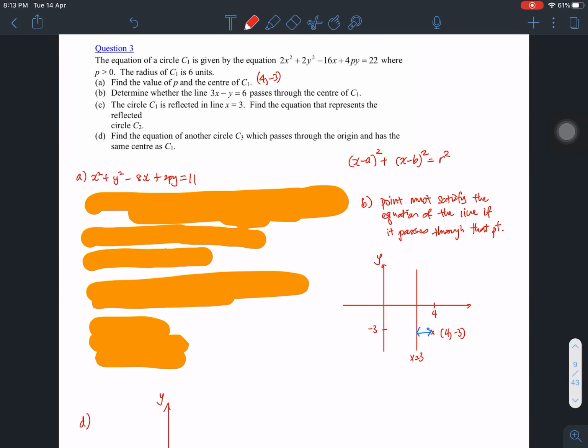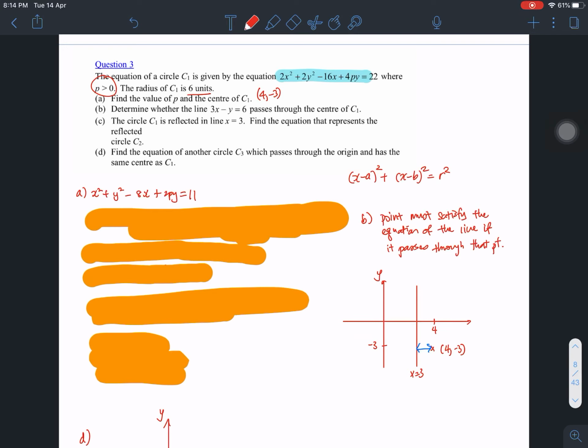Question 3. The equation of C1 is given by 2x squared plus 2y squared minus 16x plus 4py equals 22. What they are telling us also is that p is positive, and the radius of this circle C1 is 6 units. So what we are going to do is to determine the value of p and of course its center. First of all, I'm going to divide throughout the whole equation by 2, and I would have gotten this equation.